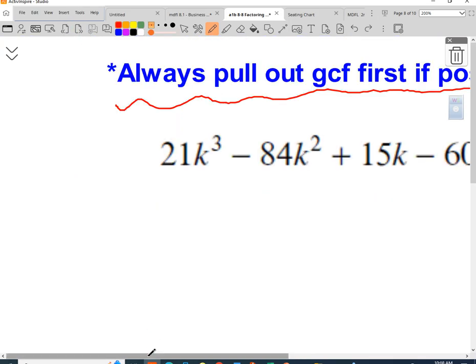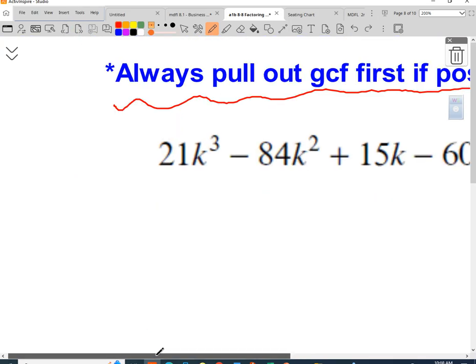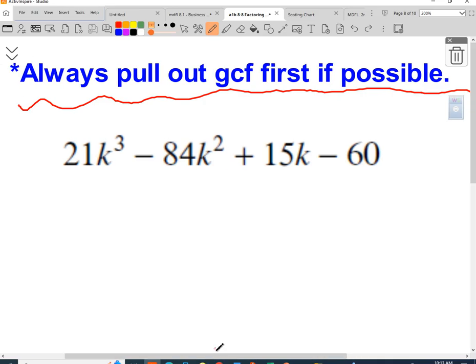All right. So this is an example where we do need to pull out a greatest common factor first. What is the greatest common factor of all four terms? I'll tell you, it's not a variable because the last term doesn't have a variable. It could be, and sometimes will be, a variable. It is 3. 3 is a factor of 21, 84, 15, and 60.